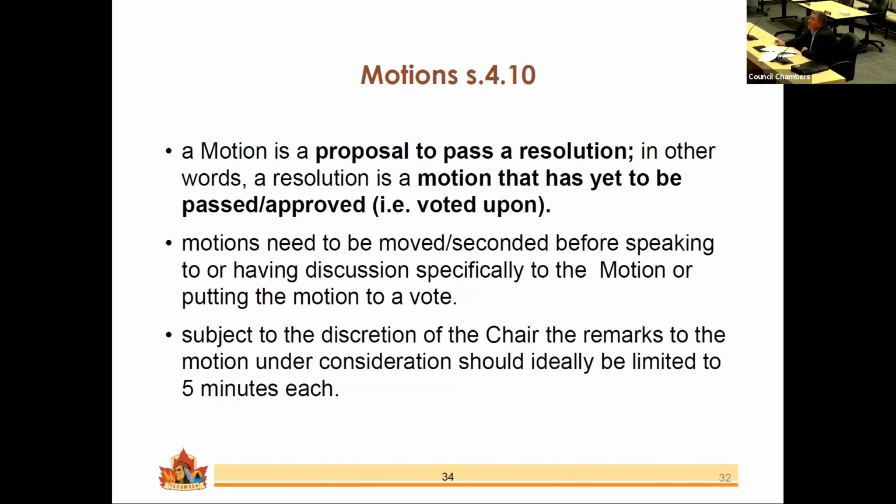Next slide, please. Under section 410, just general information on motions. It's a proposal to pass a resolution. It still needs to be voted upon. Obviously, we need a mover and a seconder before speaking to or having discussion specifically to that item. And with most procedural bylaws, subject to the discretion of the chair, the remarks to the motion under consideration should ideally be limited to about 5 minutes each. But again, that's at the chair's discretion.